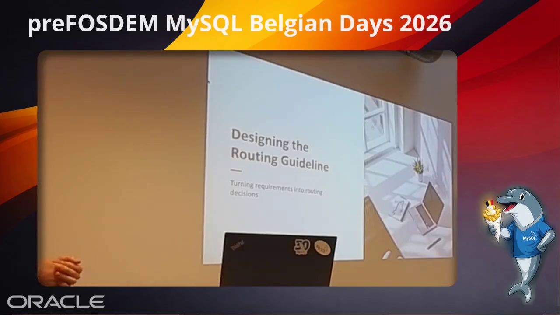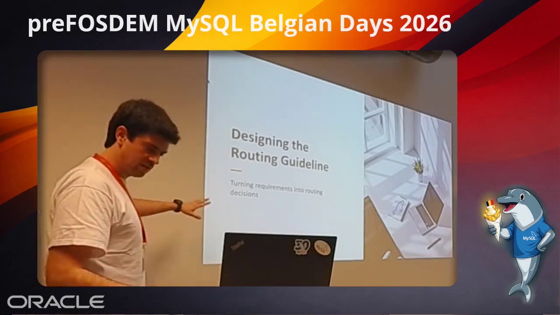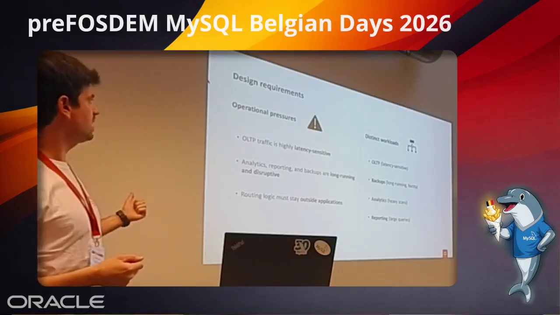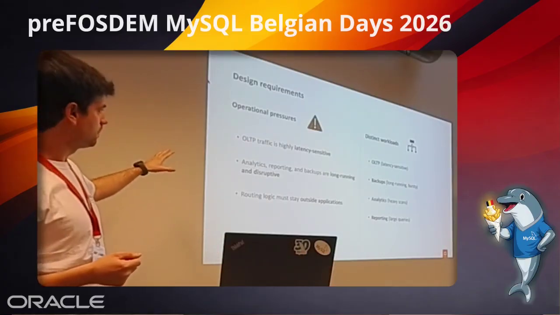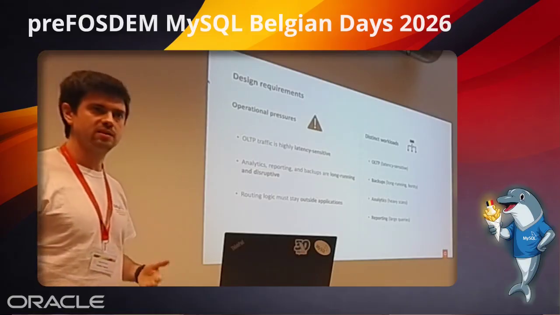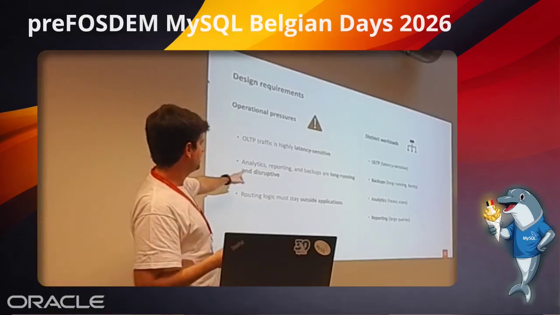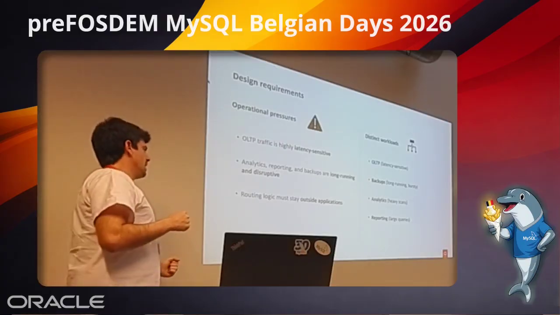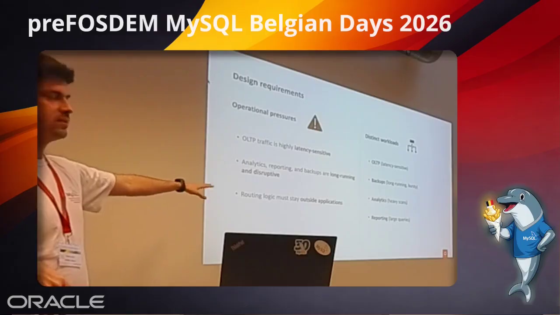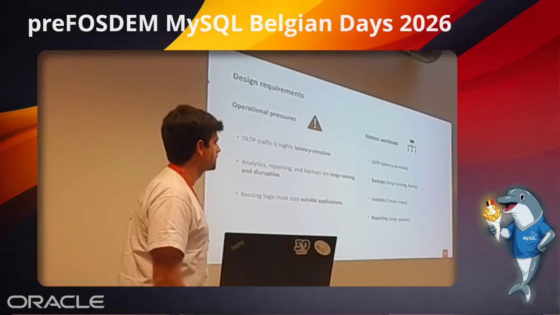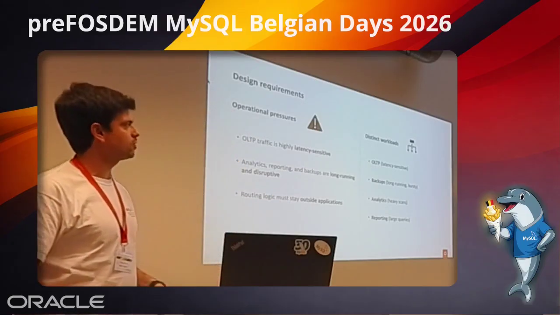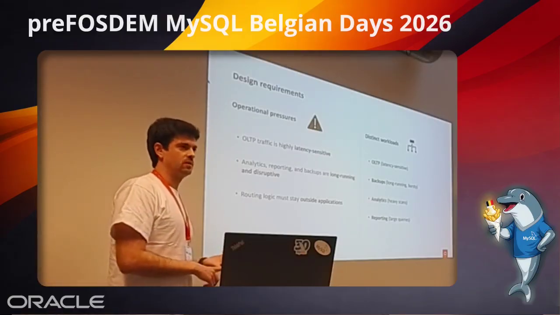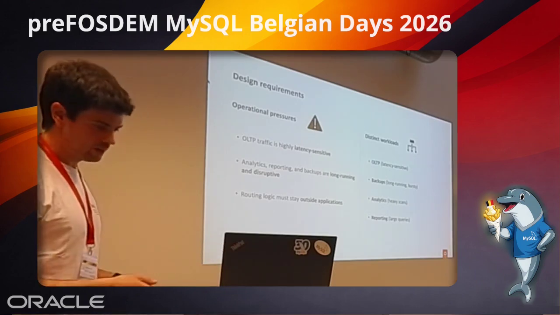So let's design this. Let's turn those requirements into a routing guideline. And like I was saying, there are some operational pressures. OLTP traffic is very latency sensitive. Analytics, reporting, and backups might be long-running, might be disruptive, and nobody wants routing logic in the applications, right? So with that, we can distinguish those 4 types of workloads: OLTP, backups, analytics, and reporting. So this is our scenario.